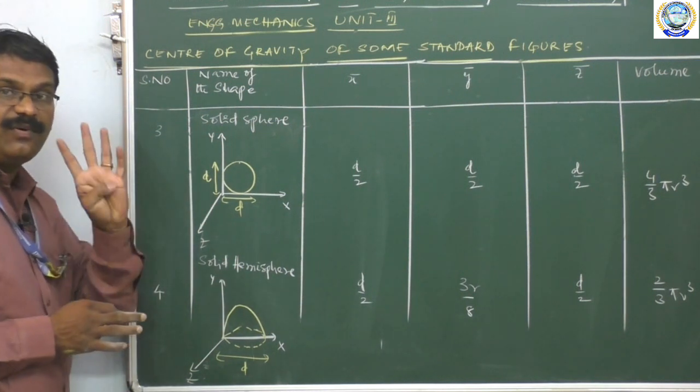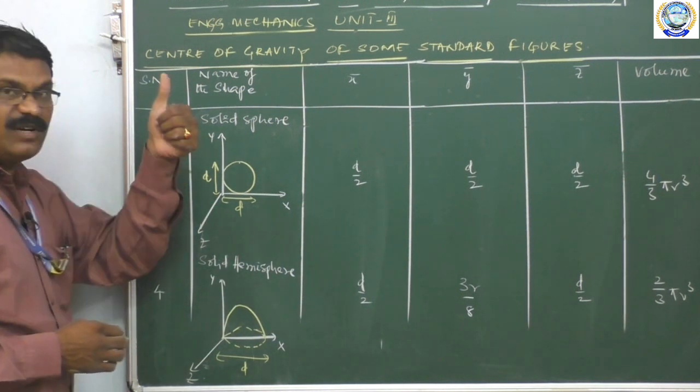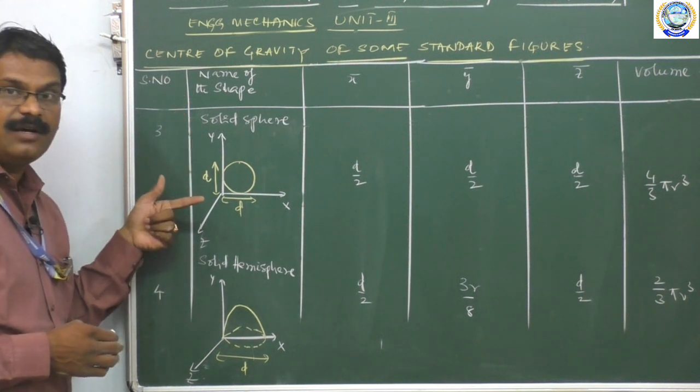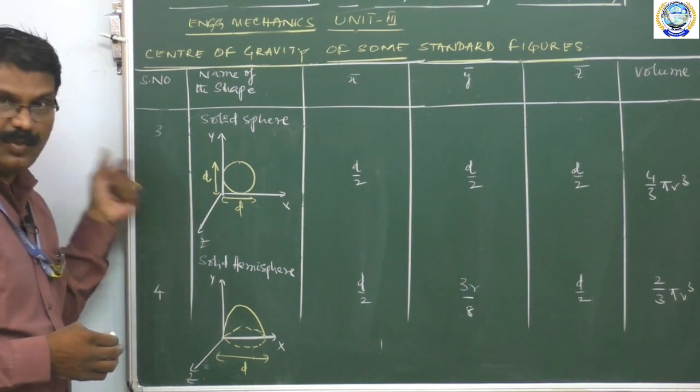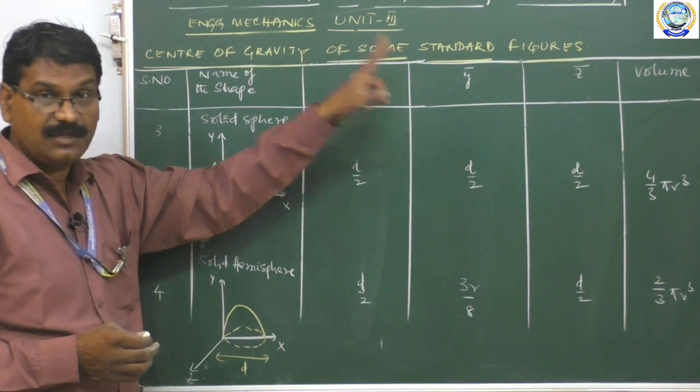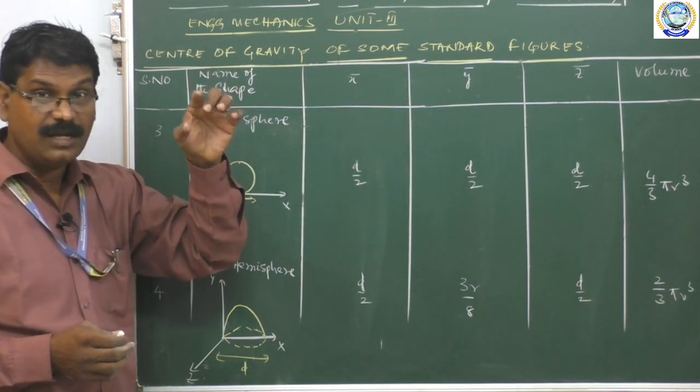So we have completed 4 solid specimens. What are they? The first one is solid cylinder, the second one is solid cone, the third one is solid sphere, and the fourth one is solid hemisphere. And we have 2 more standard figures left. Those are called solid cube and solid cuboid.